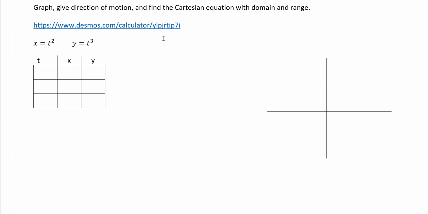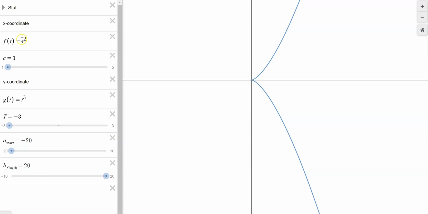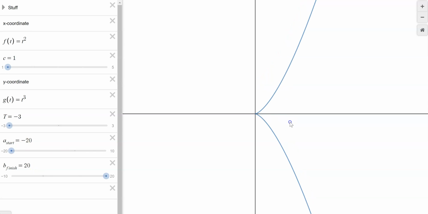All right, so now we have substitution with powers. So we have x equals t squared and y equals t cubed. Let's look at Desmos just to cheat. For my x coordinate, I plugged in t squared. For my y coordinate, I plugged in t cubed. And now I have just negative 20 to 20 to give me enough room. And this is my graph.